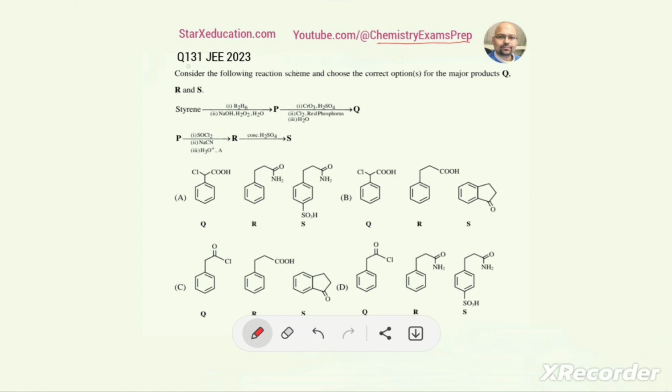This question was asked in last year's joint entrance exam for engineering admissions in India. In this question, we need to figure out the identities of the major products Q, R, and S. We have a starting compound, styrene, and it undergoes a bunch of reactions, the transformations, and we need to figure out the products of those reactions.